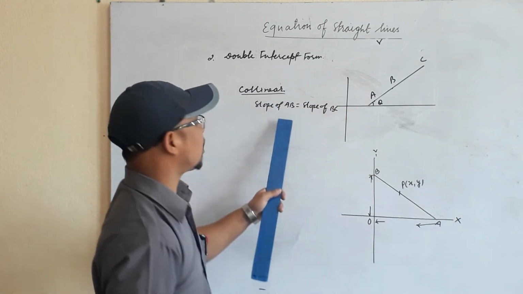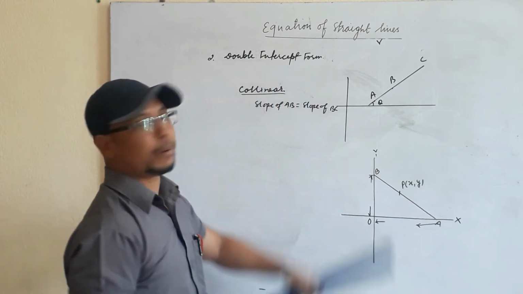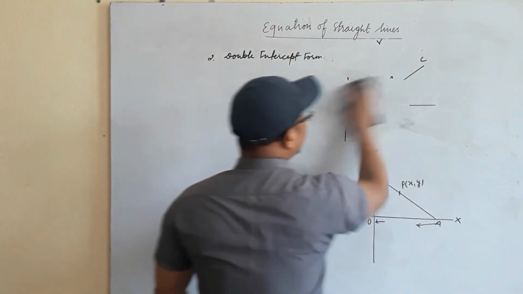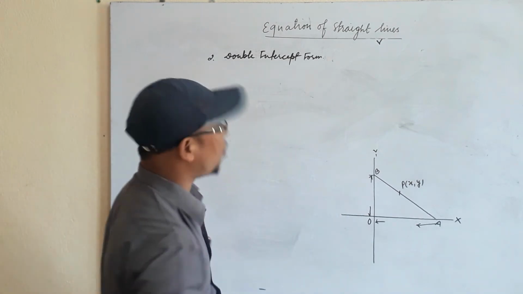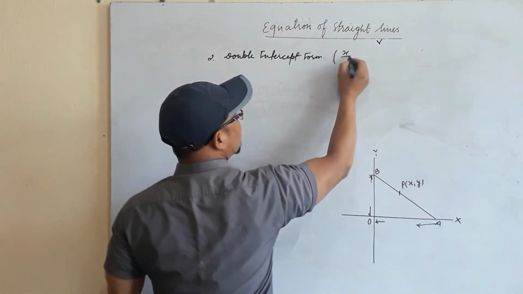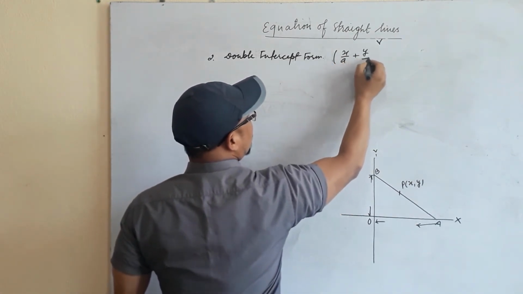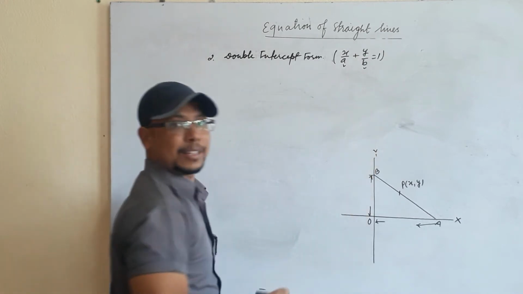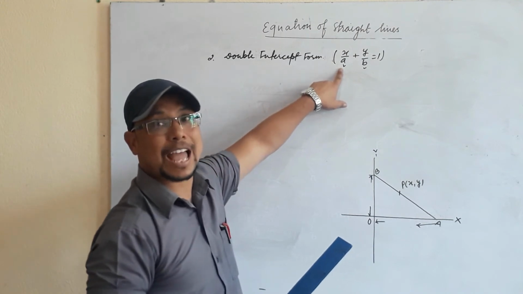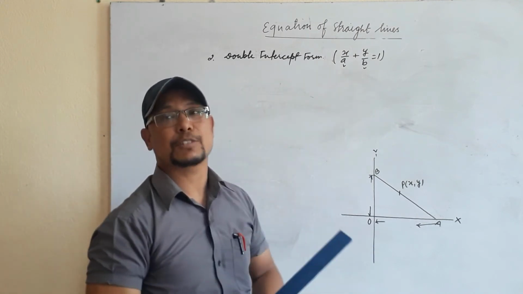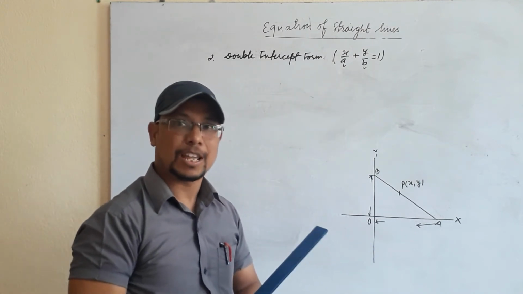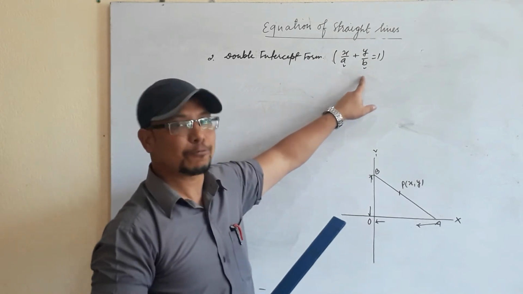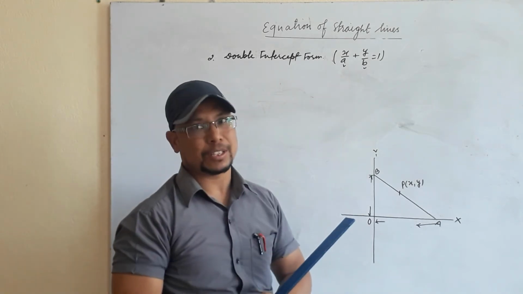Now we'll use this concept to prove the double intercept form. What is the double intercept form? The formula is x by a plus y by b equals 1, where a stands for the x-intercept and b stands for the y-intercept. Here we do not use c as the y-intercept, we use the symbol b, though they are the same.